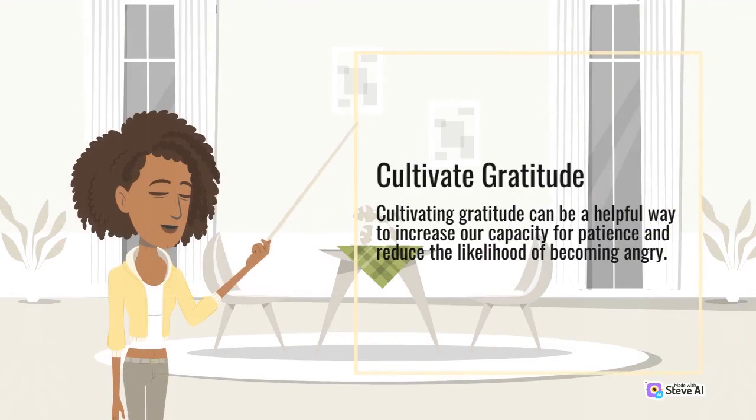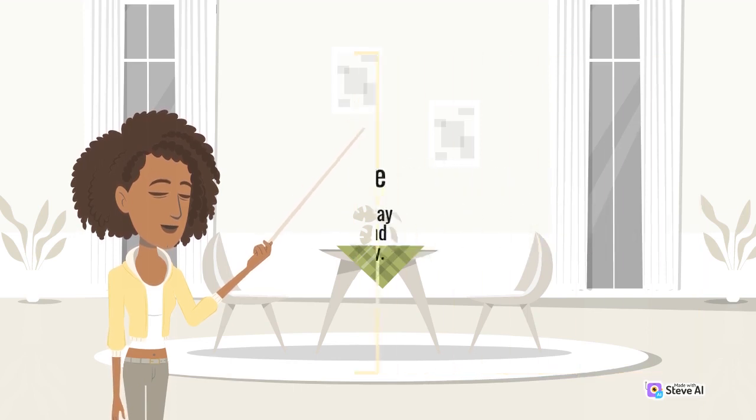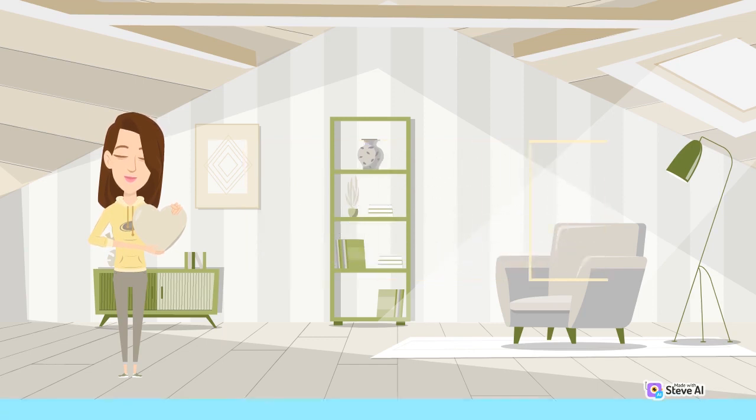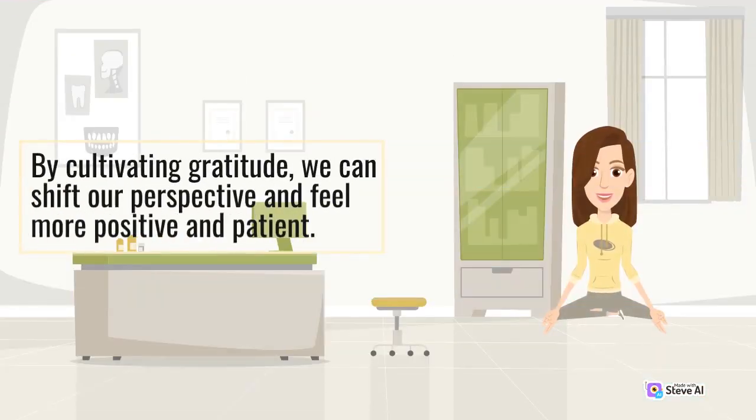Cultivate gratitude. Cultivating gratitude can be a helpful way to increase our capacity for patience and reduce the likelihood of becoming angry. This involves reflecting on the things that we are grateful for in our lives and focusing on the positive aspects of our situation. By cultivating gratitude, we can shift our perspective and feel more positive and patient.